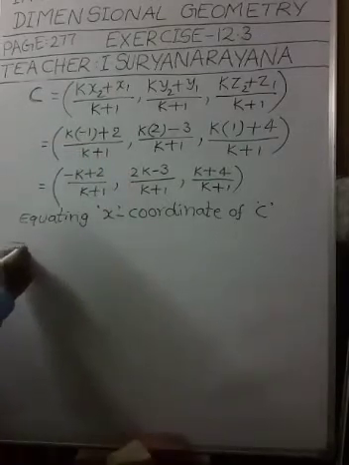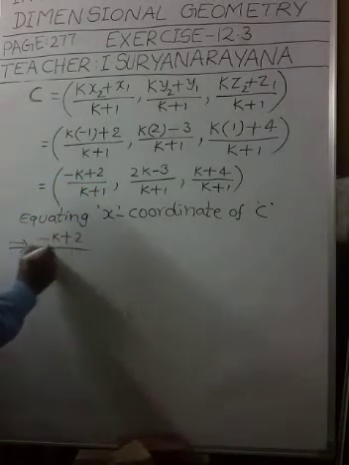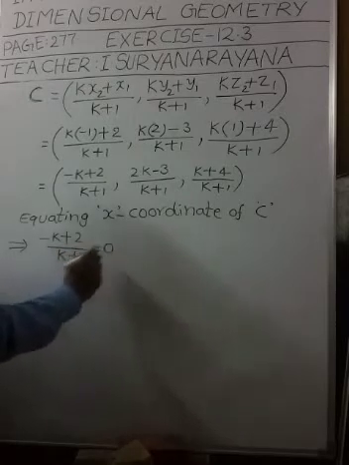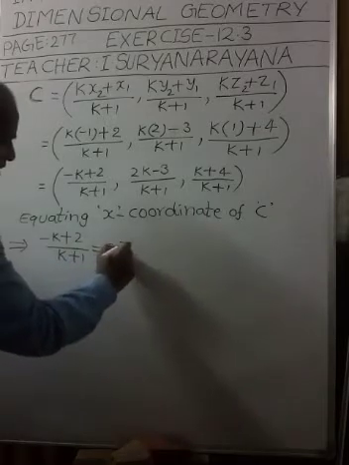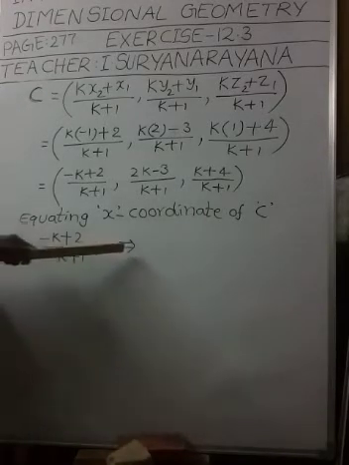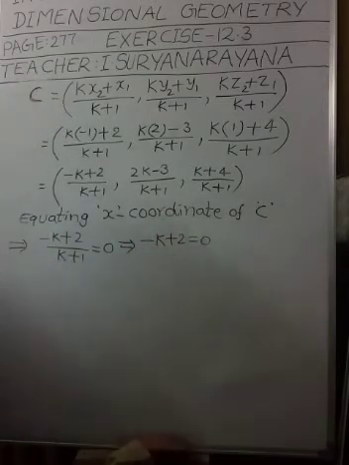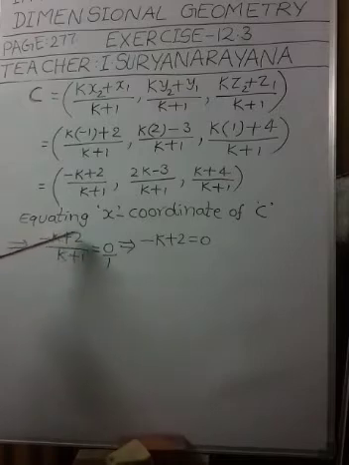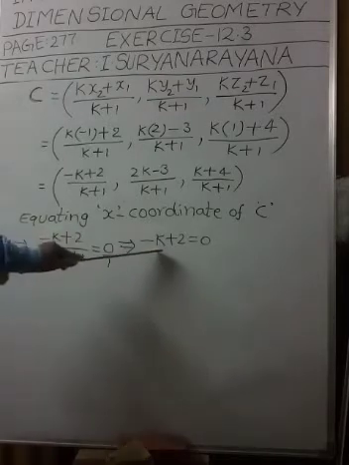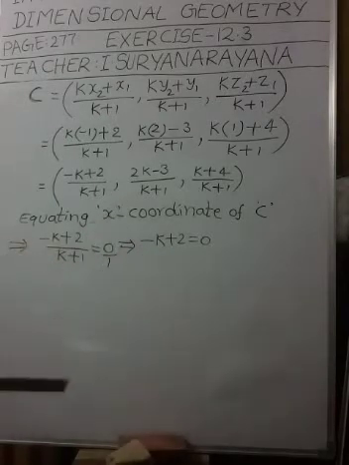This implies minus k plus 2 by k plus 1 is equal to 0. We are equating the x coordinates. From this equation, let us find the k value. By cross multiplication, we get minus k plus 2 is equal to 0. Because there is no denominator here, we can assume the denominator is 1. So by cross multiplication, minus k plus 2 into 1 gives the same quantity, equal to 0 into any quantity, which gives 0.